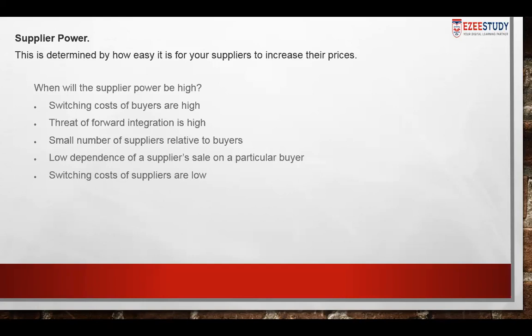Switching costs of suppliers are low. It's the other way around. When the suppliers can easily switch from one buyer to another buyer, and it does not involve any costs, again, it will give them the bargaining power. Substitutes are not available. You're using a raw material for which there are no other substitutes available, and you have to use the same raw material. Again, it will give power to the suppliers.